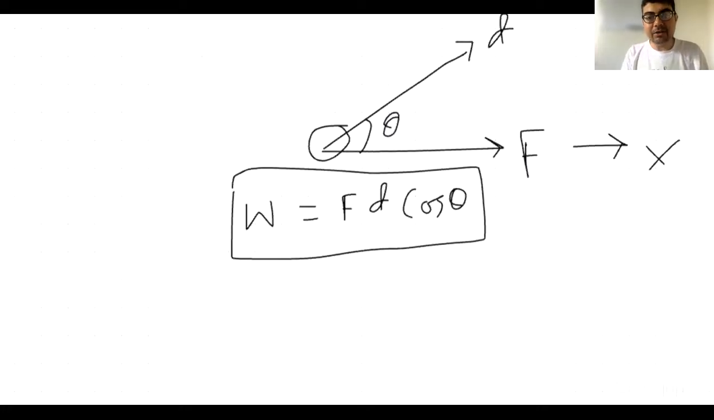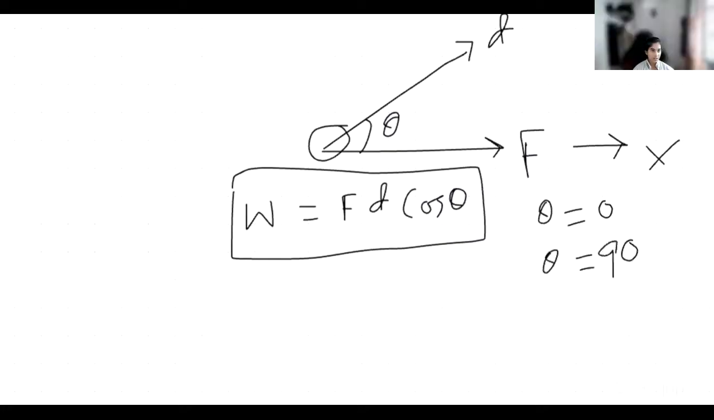Now you need to remember two values of theta. One, theta is equal to 0 degree, and theta is equal to 90 degree. Theta equal to 0 degree means there is no angle between the displacement and the applied force. Simply, you can say the displacement is happening along the direction of force, right? So in that case, theta is equal to 0 degree.